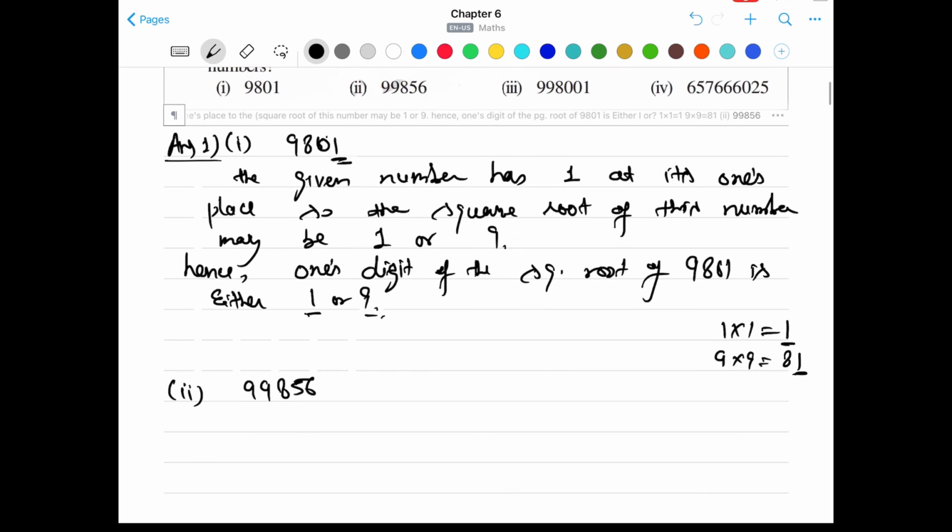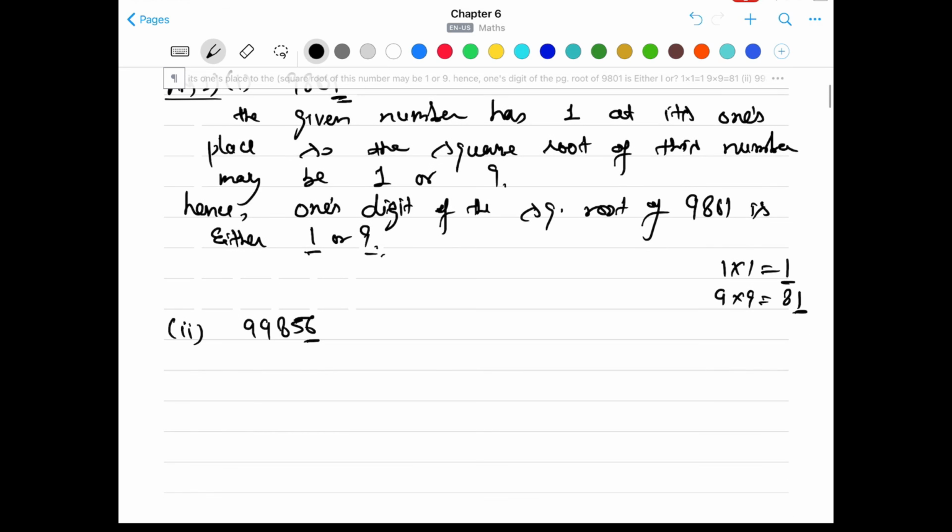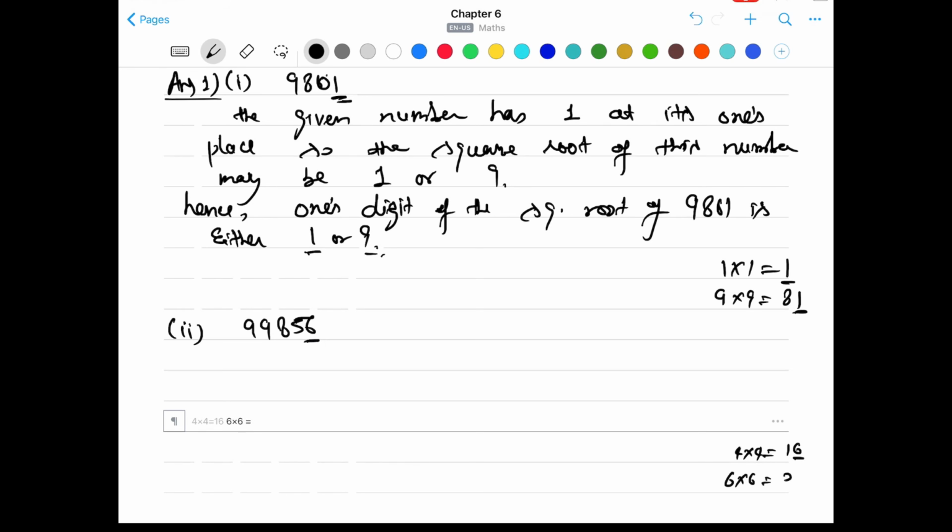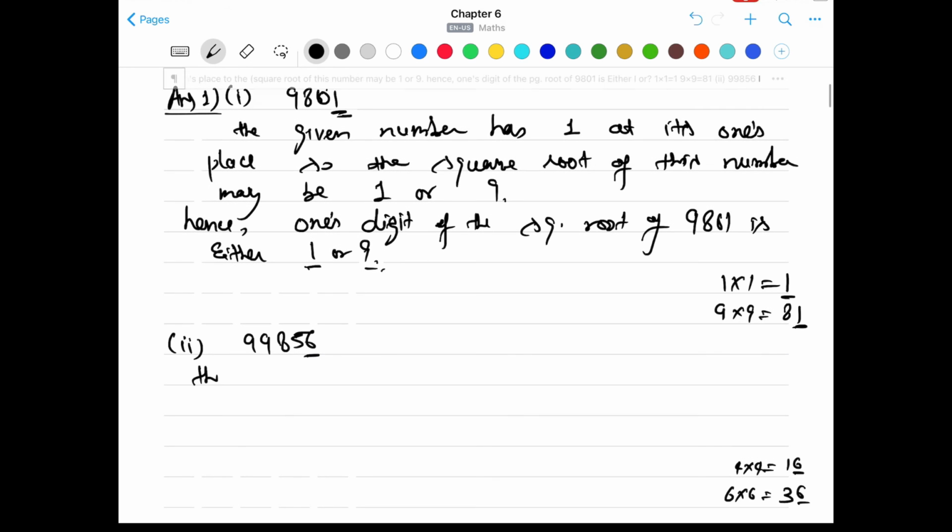99856. Now clearly you can see we have 6 at the end. We get 6 only when 4 is multiplied by 4, which is 16, or 6 is multiplied by 6. If we multiply 4 into 4, which is 16, we get 6 at the unit place, or if you multiply 6 into 6, that is 36, again 6 at the unit place. So we'll write the given number has 6 at its ones place.